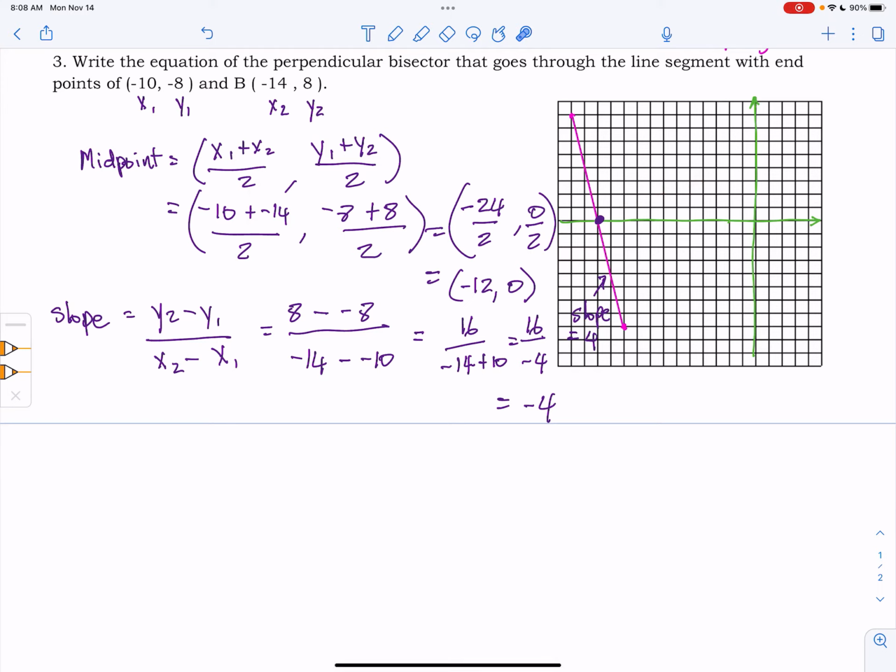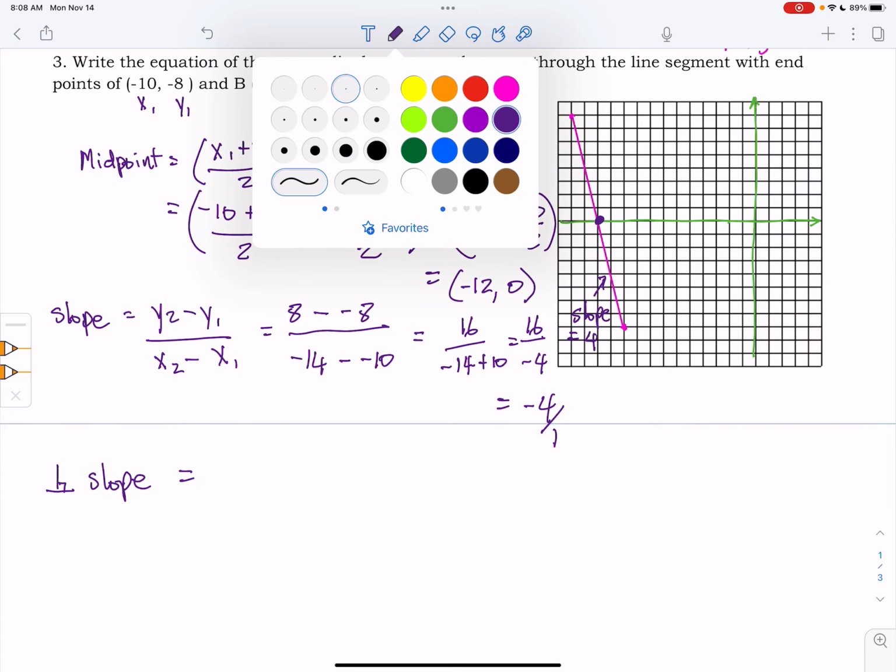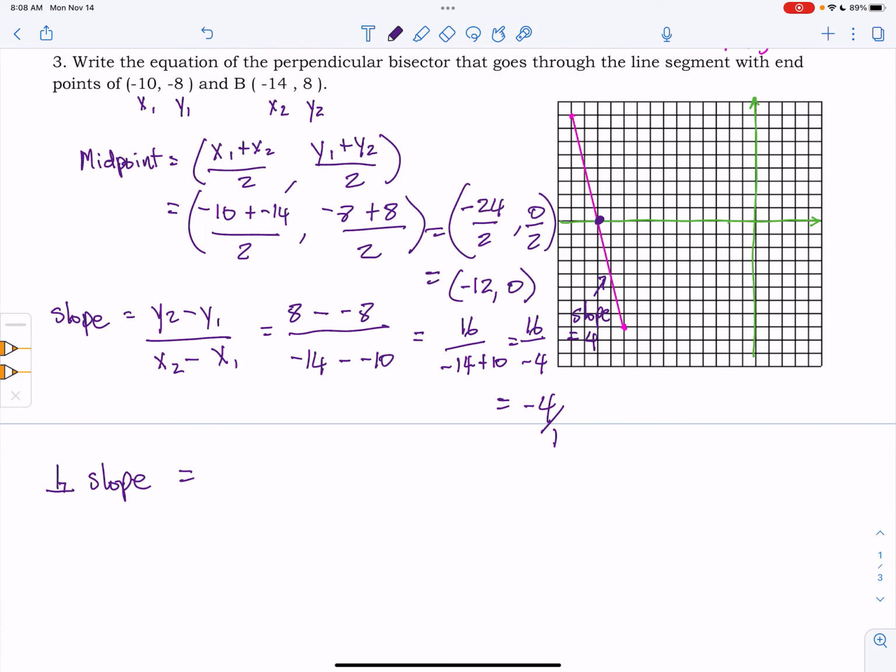All right, so you may recall that perpendicular slopes are negative reciprocals of each other. So I'm going to write this here, perpendicular slope equals, and so we have negative 4 here, which really is negative 4 over 1. If we flip that and change the sign, we get 1 over 4. So the perpendicular slope is 1/4.